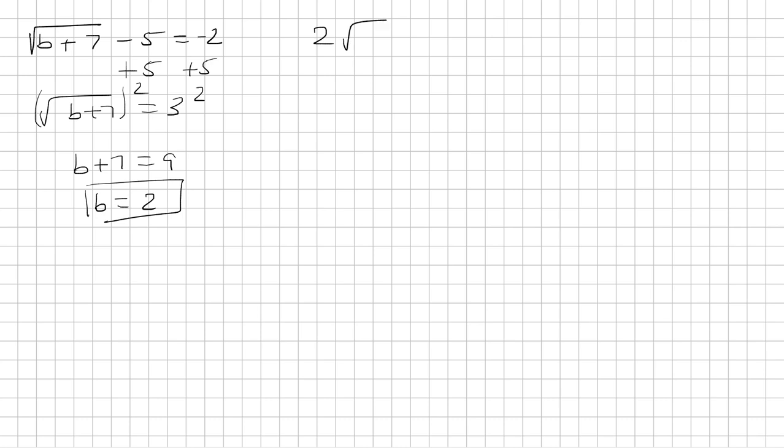Next one, we have 2 times the square root of x plus 4 is equal to 16. Now we're not adding or subtracting anything, so why don't we divide both sides by 2? We get square root of x plus 4 is 8. And now we're going to square both sides. We get x plus 4 is equal to 64, and so x is equal to 60.